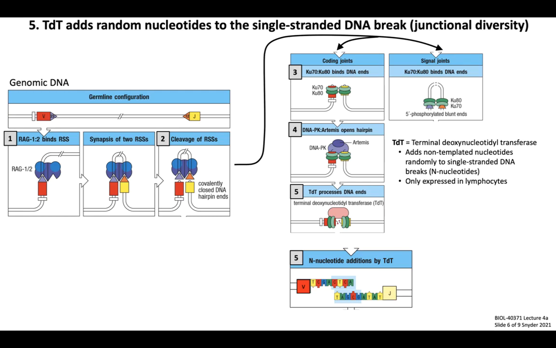The nucleotides added to single-stranded DNA in this step are non-templated nucleotides that are tacked onto the end of the endogenous P nucleotides. And so these added nucleotides are abbreviated as N nucleotides, and they are highlighted in blue in this lower panel figure for step number 5. TDT can add up to 20 additional N nucleotides to existing P nucleotides on single-stranded DNA. And again, this is what we refer to as junctional diversity.